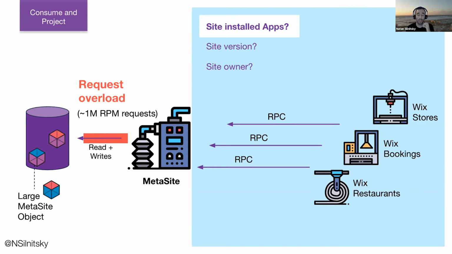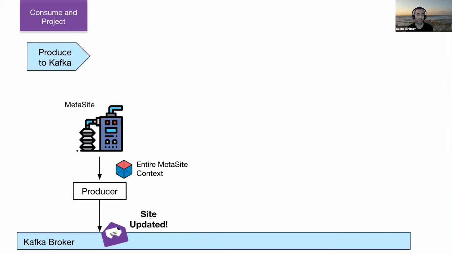So what did the meta-site team decide to do? They decided to take one of the most popular queries about which apps are installed in the site, this installed apps context for the site, and split up all this traffic from the meta-site service. So start splitting off microservices. The first one is for this specific context. So how did they achieve splitting it in a safe way and a performant way?